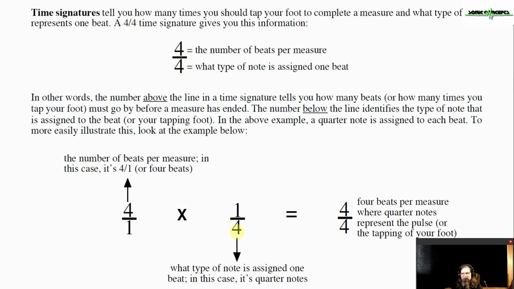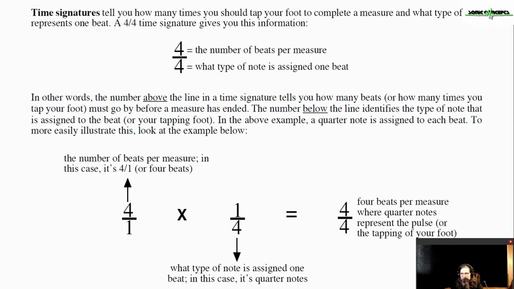To more easily illustrate this, look at this example. Here's your top number represented as a fraction telling you the number of beats per measure, and in this case it's 4/1, or 4 beats per measure. You multiply that by 1/4. This is what type of note is assigned one beat. In this case, it's quarter notes. By multiplying these together, we arrive at 4 beats per measure, where quarter notes represent the pulse or the tapping of your foot.